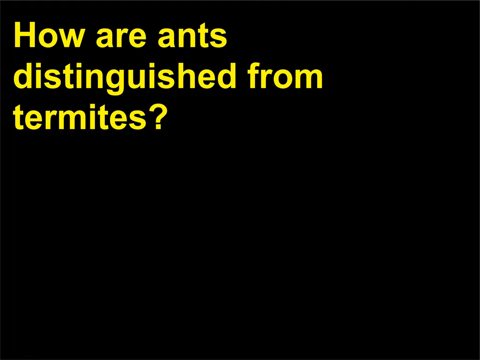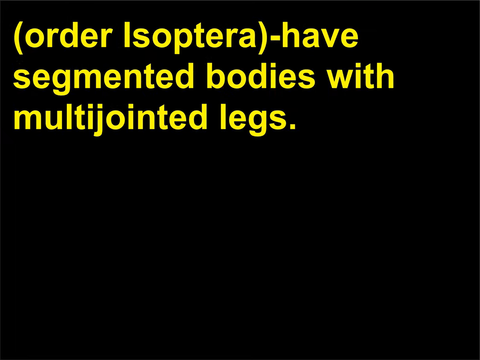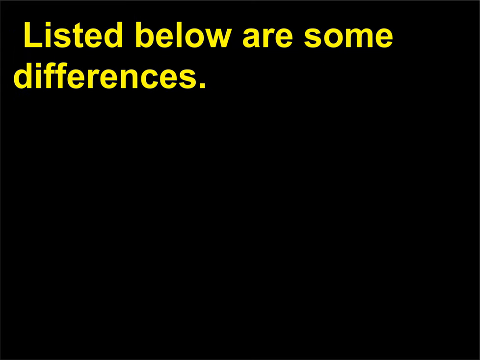How are ants distinguished from termites? Both insect orders, ants, order Hymenoptera, and termites, order Isoptera, have segmented bodies with multi-jointed legs. Listed below are some differences.